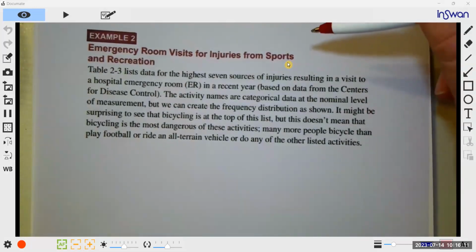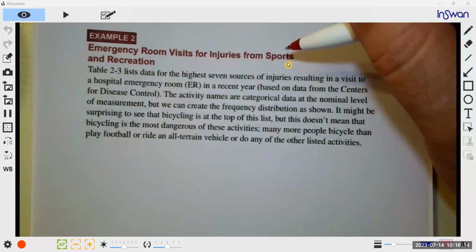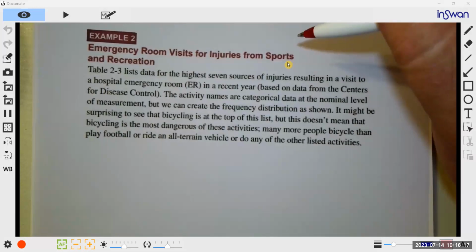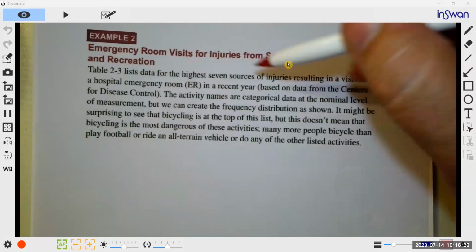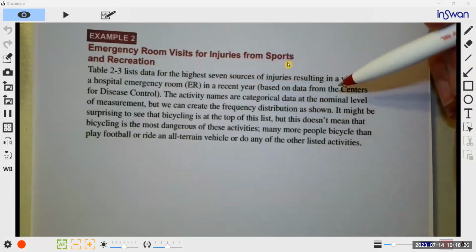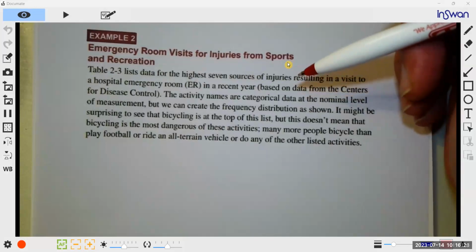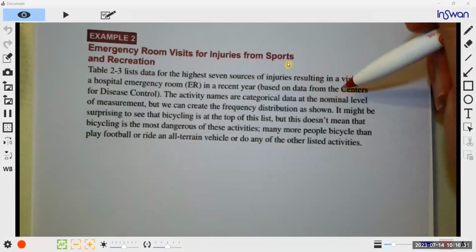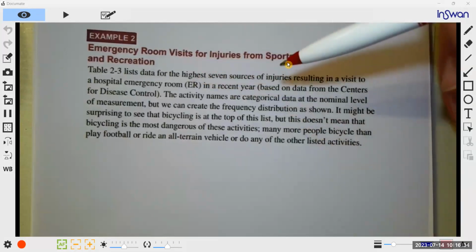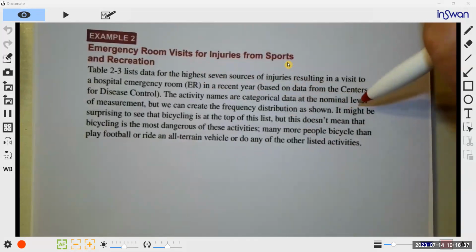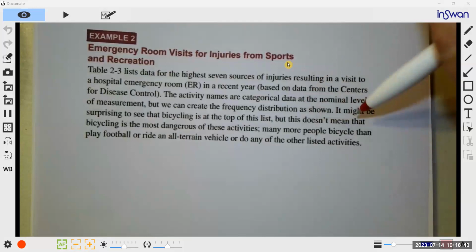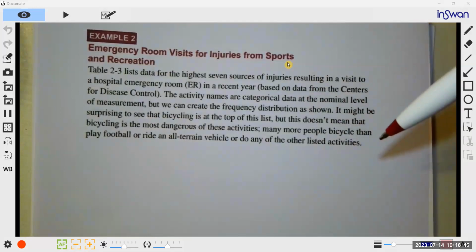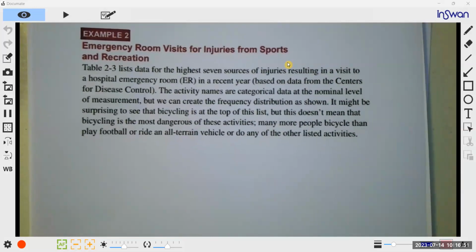Emergency room visits for injuries from sports and recreation. Table 2-3 lists data from the highest 7 sources of injuries resulting in a visit to hospital ER rooms. In a recent year, based on data from the Centers for Disease Control, the activity names are categorical data at the nominal level of measurement, but we can create a frequency distribution as shown. It might be surprising to see that bicycling is at the top of this list, but it doesn't mean that bicycling is the most dangerous of these activities. Many more people bicycle than play football or ride ATVs. So here's what the table looks like.